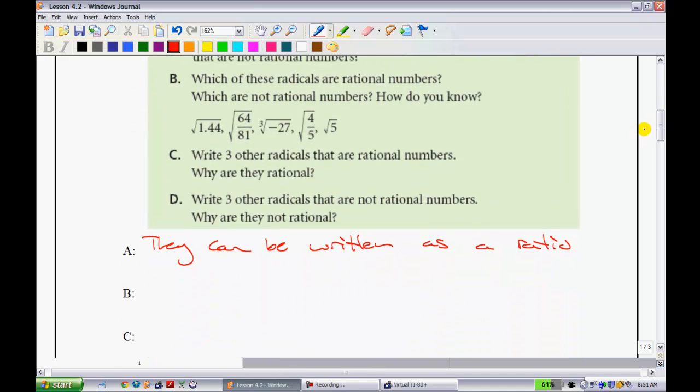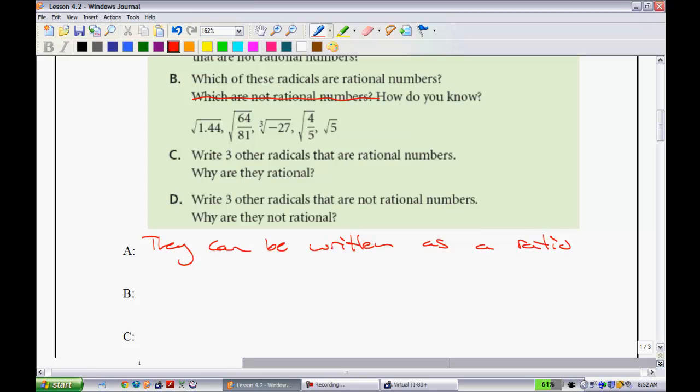B says, which of these radicals are rational numbers? Which are not rational numbers, and how do you know? Well, we'll just kind of ignore this part. Let's answer the top part, because if something is irrational, then we can assume that the other ones are not. So rational means, can we write them in terms of a fraction?